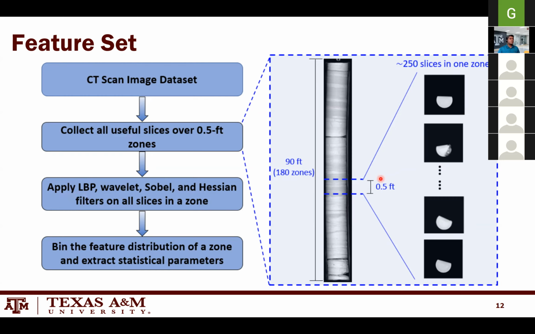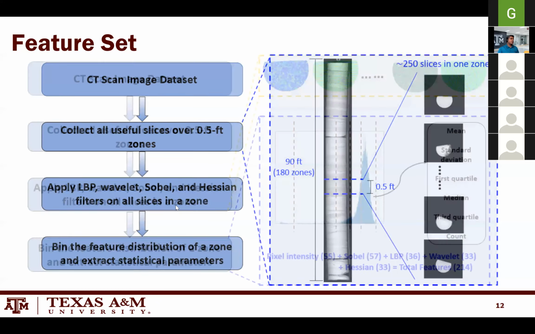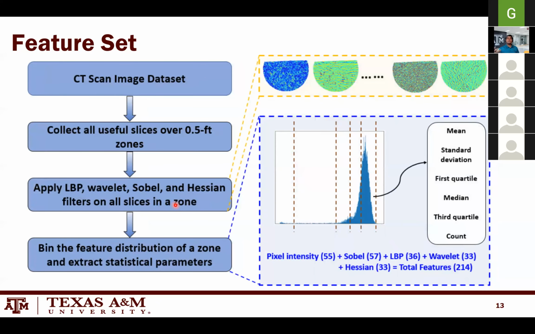And I'm performing feature extraction one zone at a time. A zone is a 0.5 feet interval of this core slab. So we are taking 250 slices in this 0.5 feet interval, and we are extracting features by looking at the 3D distributions in X, Y, and Z. So once we reach this step, there's something interesting that we need to do. When we apply this feature extraction, what you see over here at the top is all these different features that we are extracting. It's a lot of information for each of the zones, which is 0.5 feet.